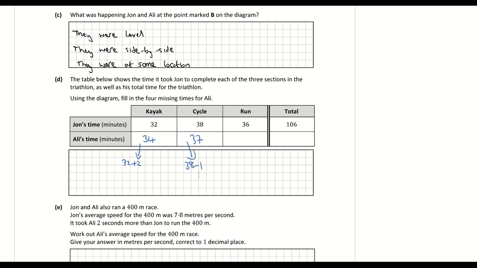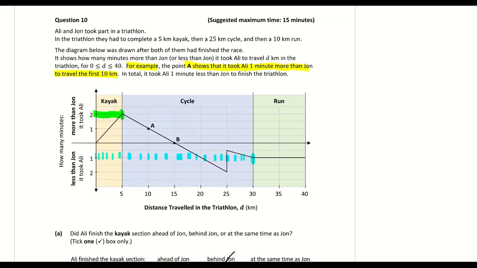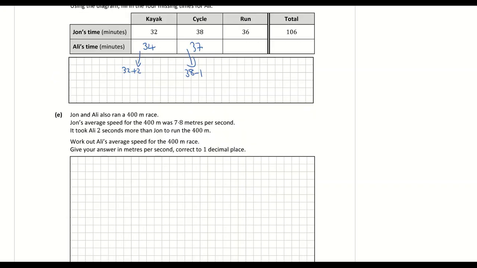Looking now at the run, the question tells us that John completes the run in 36 minutes. Once again here, you can see that it took Ali 1 minute less than John. So if I bring it across here, I'm going to subtract one from John's 36 minutes. Filling that in, I get 35. So this is found by subtracting one away from 36. And the total time, 34 plus 37 plus 35, is giving me 106 minutes. So they completed the triathlon actually in the same time.